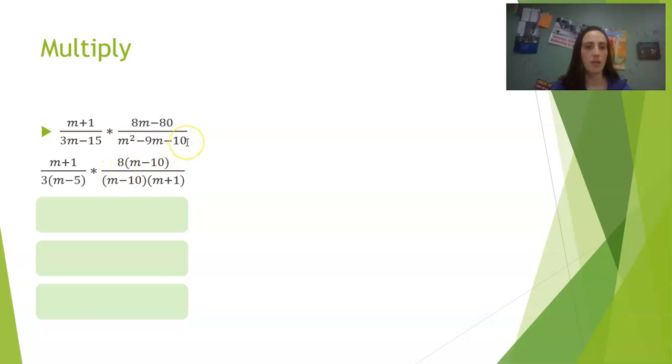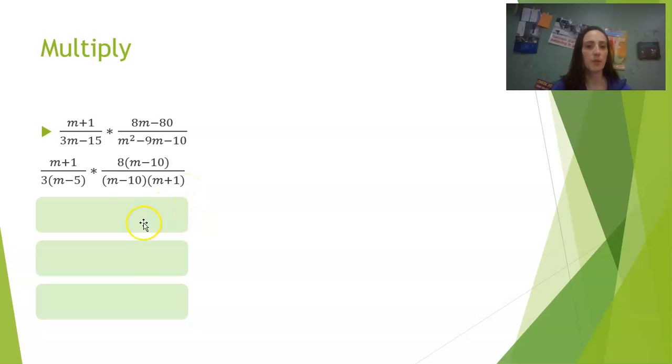And then factoring my m squared minus 9m minus 10, I'm looking for two numbers that multiply together to give me negative 10, but when I add them together, I get negative 9. And so those two numbers are negative 10 and positive 1. So I factor like so.